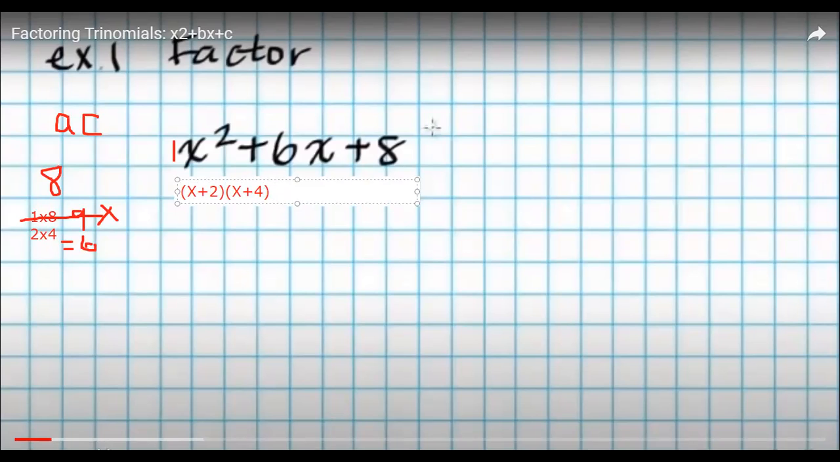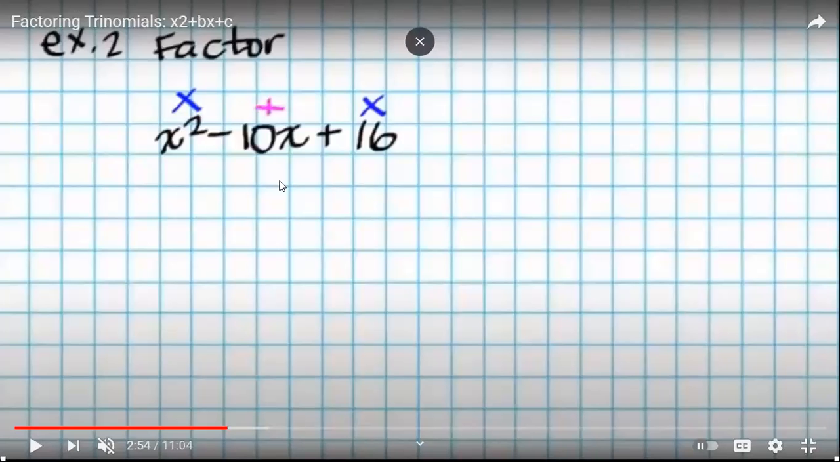If you want to check your answer, x times x becomes x squared. The outer is 4x, the inner is 2x. When you add 4 plus 2, it will be equal 6. And last, 2 times 4 equals 8. Let's take another example. We are going to do the same.